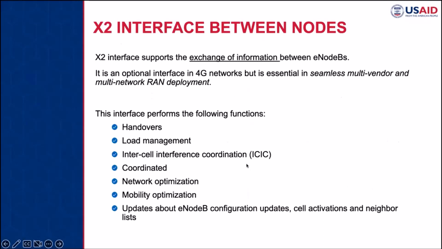Okay, and then another interface in OpenRAN, or in RAN, you have the X2 interface. This was the connection between the eNode Bs in the 4G network. It supports the exchange of information between eNode Bs, and it is an optional interface in 4G networks, but it is essential in seamless multi-vendor and multi-network RAN deployment. Okay, so this interface performs the following: the handover, the load management, the inter-cell interference coordination, the network optimization, etc. So this was the X2 interface. It started as an optional interface in 4G, but later it allows multi-network RAN deployments for 4G and 5G as well.